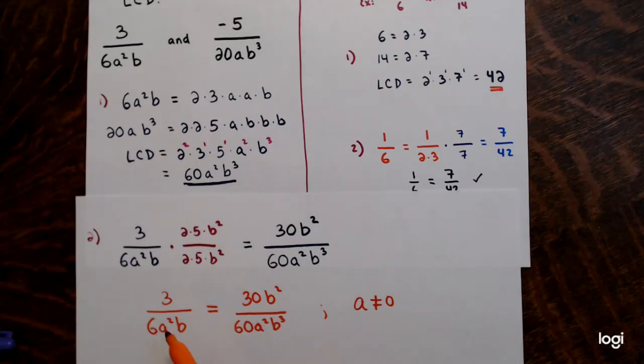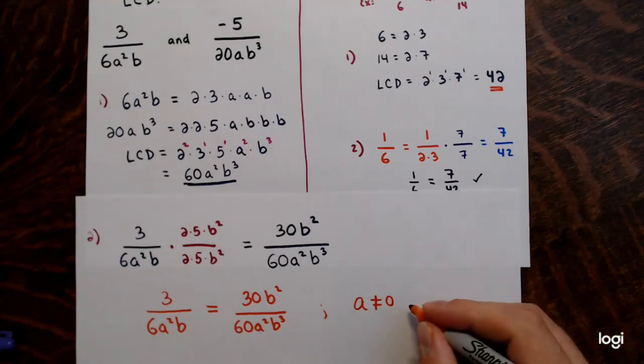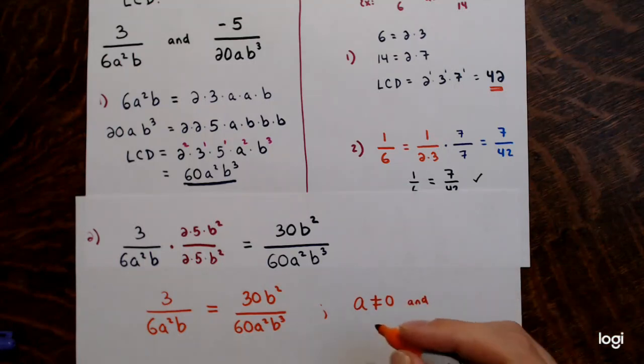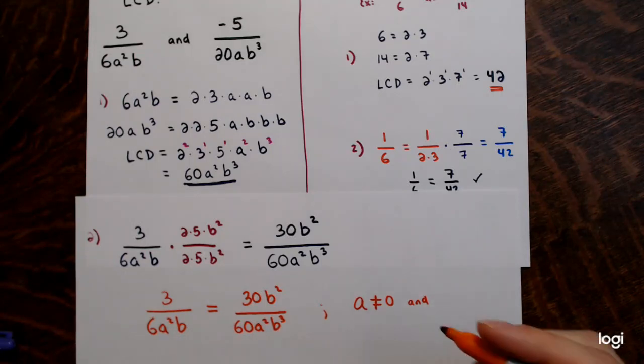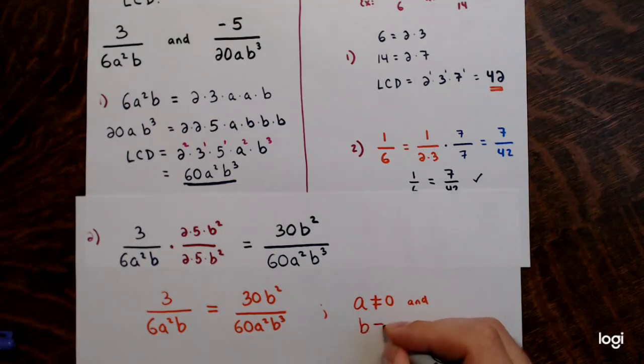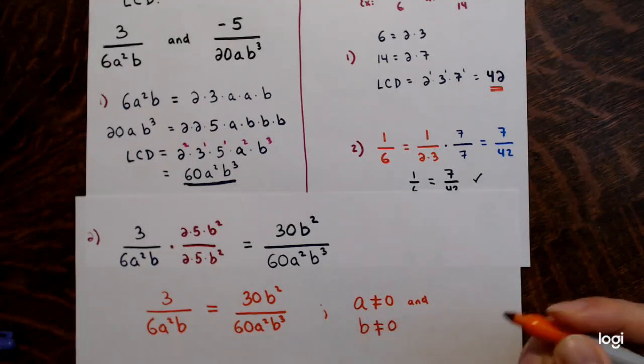Because you'd have 6 times 0 times whatever b was, and anything times 0 is 0. So a cannot be 0, and at the same time, the value I plug in for b can't be 0 either. And you can see that over here, you've got b times b times b in the denominator, factors of b in the denominator. And so that can't be 0 either.